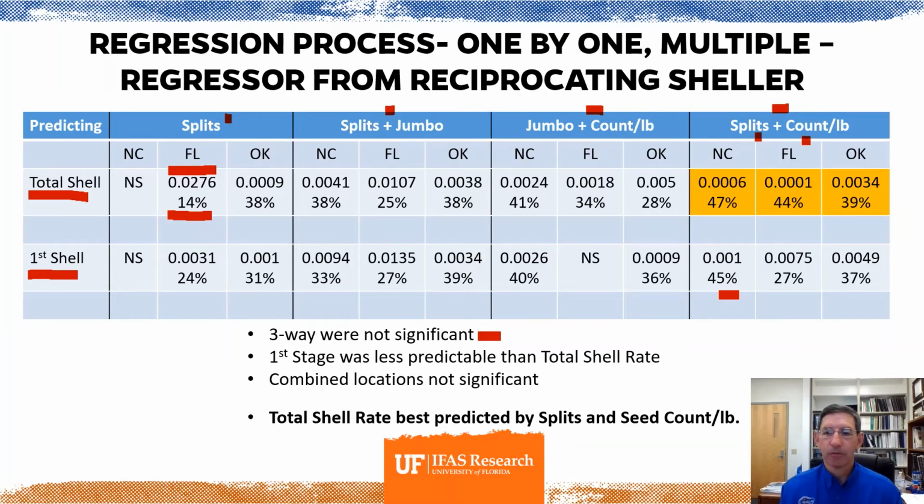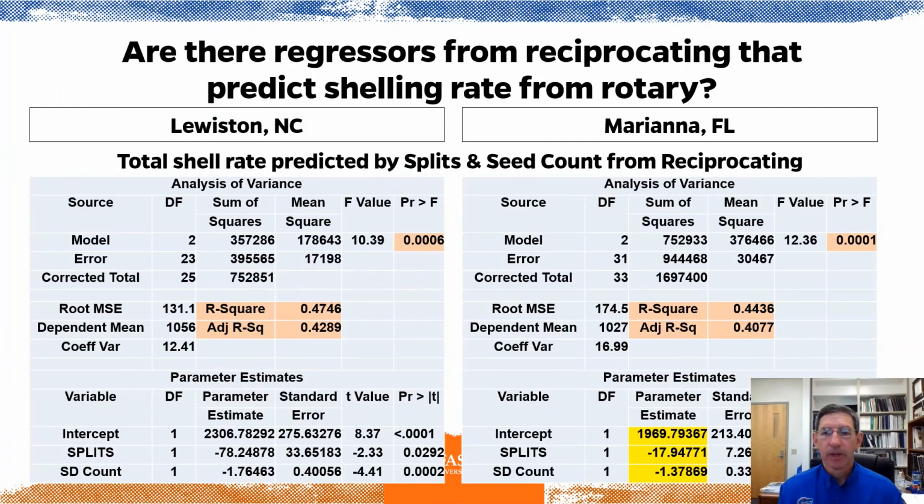And I'm going to focus on Florida. I did not do this for the other locations, just for the Florida data. So again, focusing on the Marianna, Florida data, what we see is that using splits and seed count from the reciprocating sheller to predict the total shelling rate from the rotary sheller, we had a strong relationship between the variables in regression and the total shelling rate, and about 40 to 45% of the variation explained by these two variables.